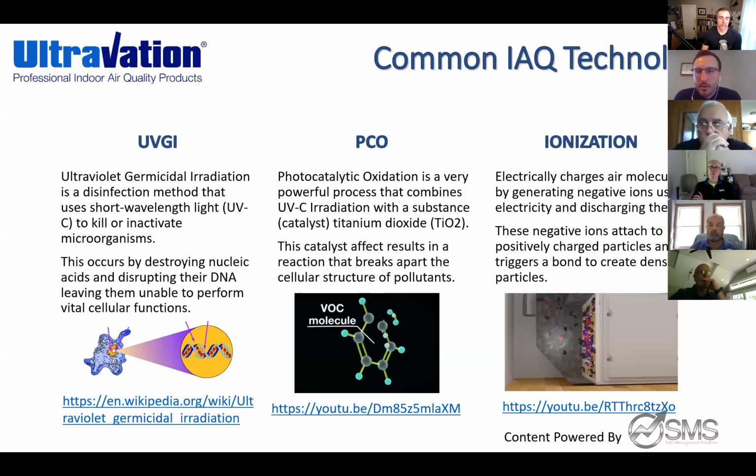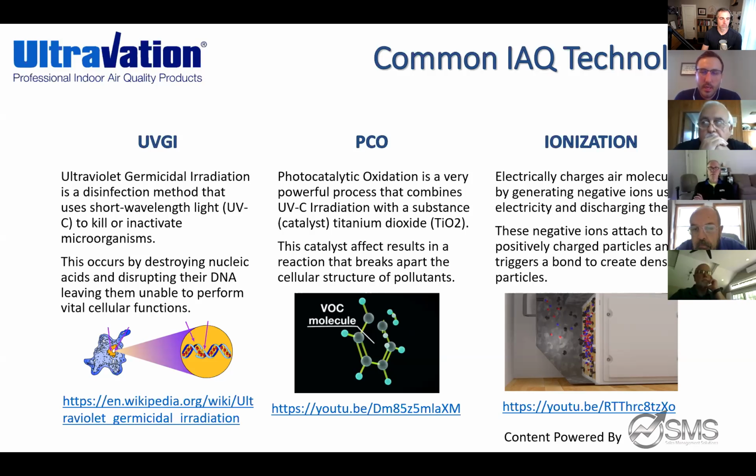We did speak about the Orion a little bit in the previous slide, and basically the Orion is ionization. What ionization does is it electrically charges air molecules by generating negative ions using electricity and discharging them. These negative ions attach to positively charged particles and trigger a bond to create denser particles.